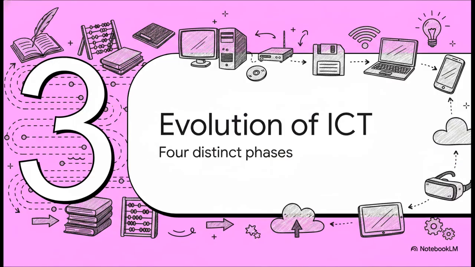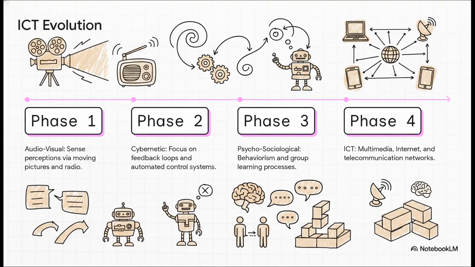Up next, Section 3, the evolution of ICT. To fully grasp the modern tools we use today, it really helps to look at the historical journey, which we can map out across 4 distinct phases. We started way back in Phase 1, relying on basic audiovisual aids, think old moving pictures and projectors. Then, Phase 2, the cybernetic phase, brought in these fascinating feedback loops and automated control systems. Phase 3 shifted gears entirely to the psychosociological phase, focusing heavily on behaviorism and how individuals learn in social settings. And finally, that brings us to Phase 4, our modern, hyper-connected ICT era.